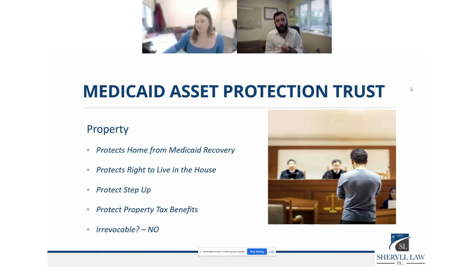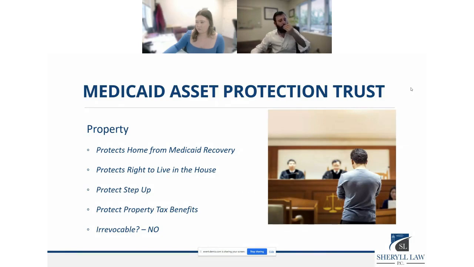Now, when we do a trust like this, we will reserve a person the right to live in their house, because that's what's most important for them. We just want to protect the equity, but we also want to make sure they have a safe place to live and that they can never be evicted and they can never be kicked out or charged rent.